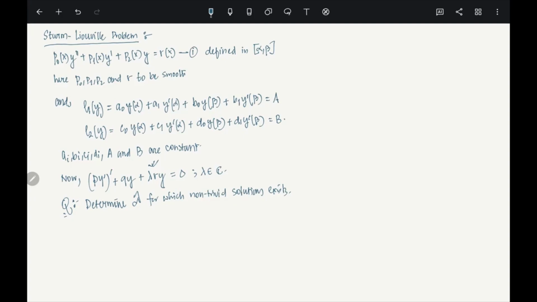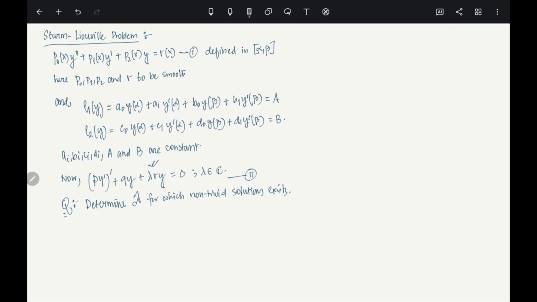So we are going to study this problem. What is the equation? The equation is given by this, let's call this 2, along with the boundary conditions. I should introduce the problem properly, so let me do it properly.